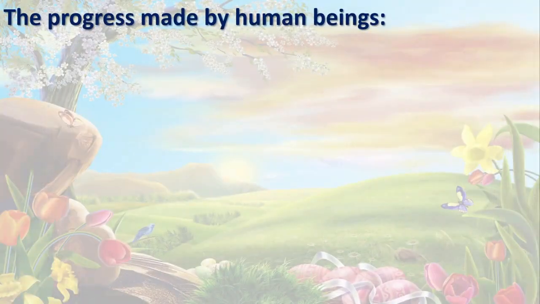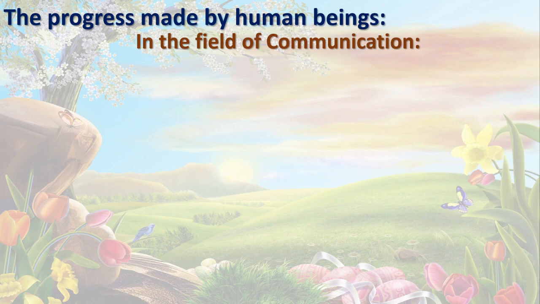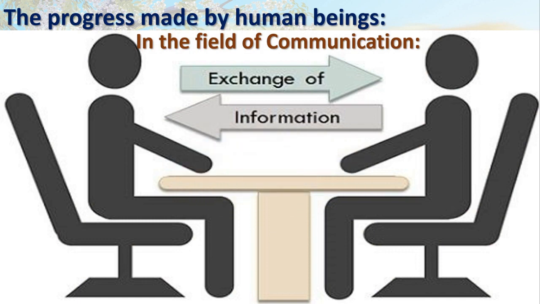Now the third one, the progress made by human beings in the field of communication. What is the meaning of communication? That is nothing but exchange of information, giving and taking information, or sharing ideas or feelings with each other. That is nothing but communication. Talking to each other, information exchange. Okay? Now, how did man make progress in this field?